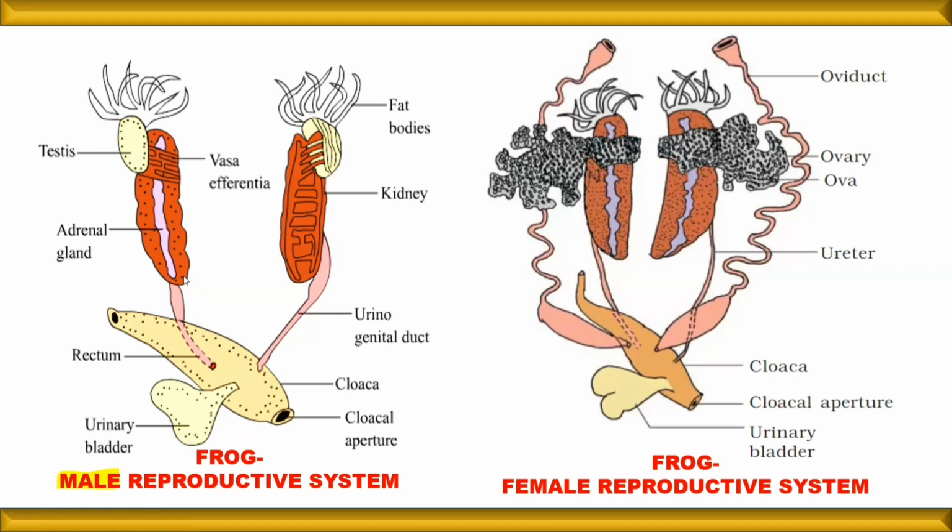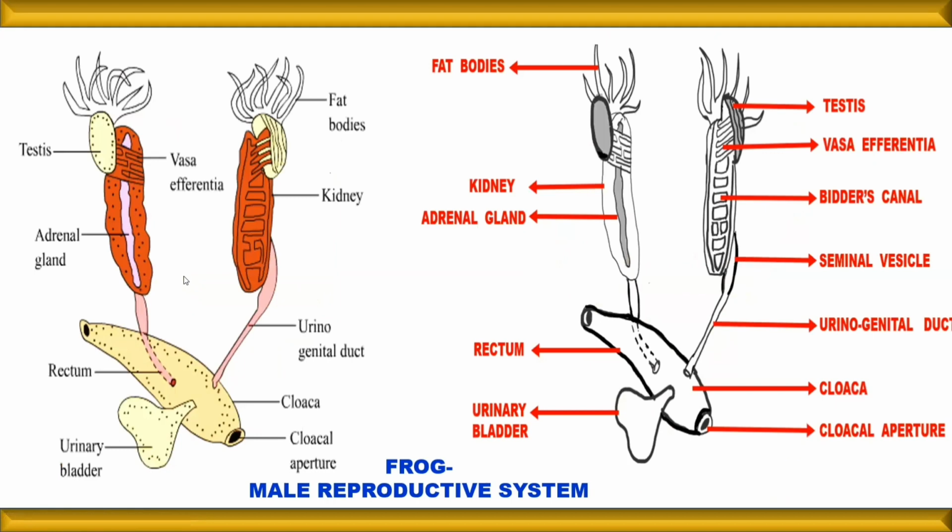The male reproductive system is also called the urogenital system. Why? Because you can see it is closely associated with the excretory organs, the kidney, which has also got the adrenal glands, and then you can see the urinary bladder there. Coming on to the sex organ, the primary sex organ is the testis.